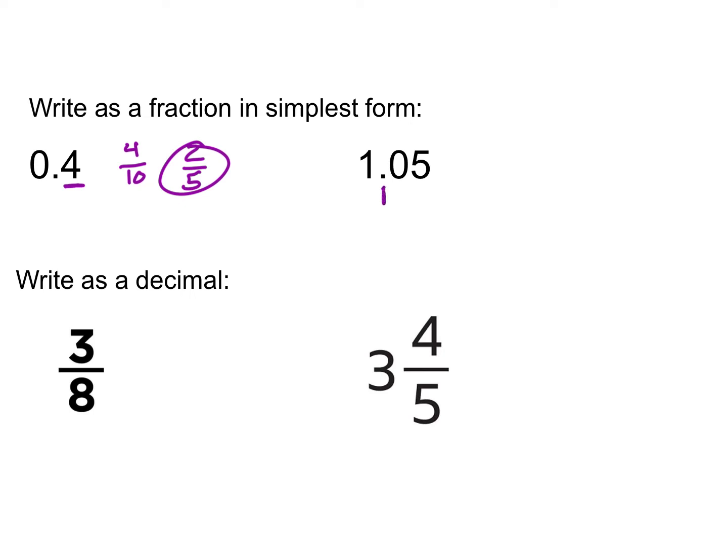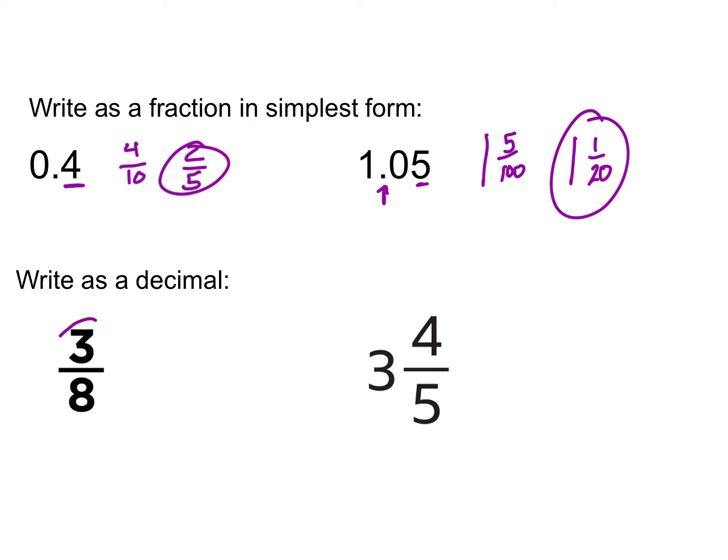This says 1, the decimal point reads the word and. 1 and 5 is in the hundredths place, so 1 and 5/100ths. Simplify that, 1 and divide by 5, 1/20th.